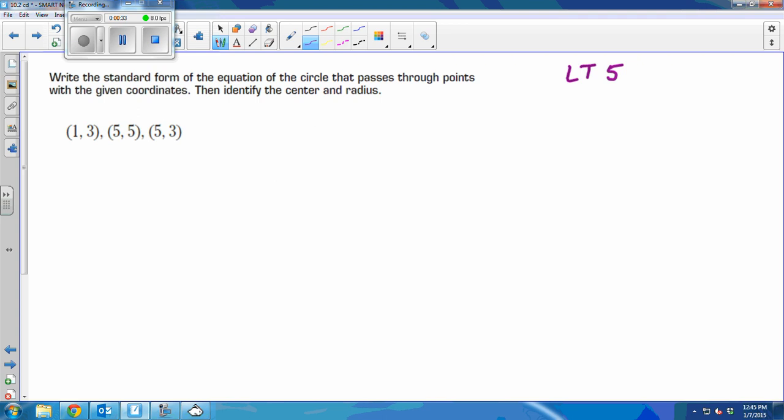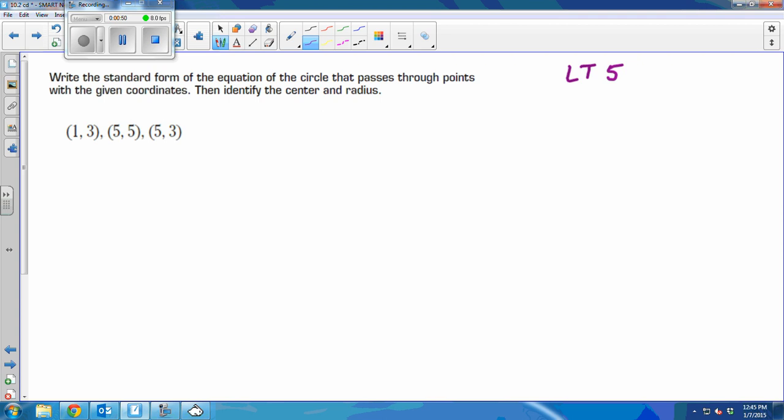The problem is in this one they give you 3 points that are on the circle. But that does not mean they're a diameter. It doesn't mean anything. It's just 3 points on the circle. So you can't just find the center from the points. It doesn't work that way. You have 3 random points.